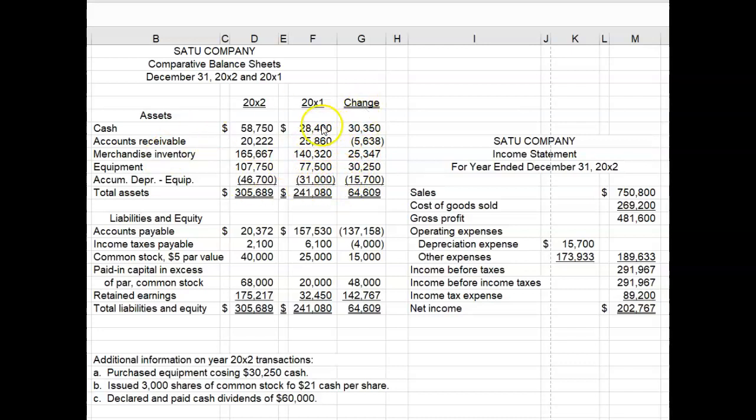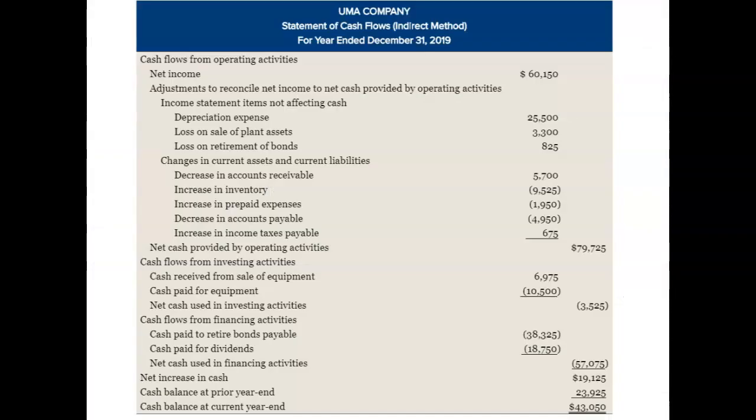So we have the 2 balance sheets. We also need the current year income statement, which we have right here. And you need some other additional information, which we have right here. You should have a flag on page 469 of your textbook so that you can refer to the format of this cash flow statement.